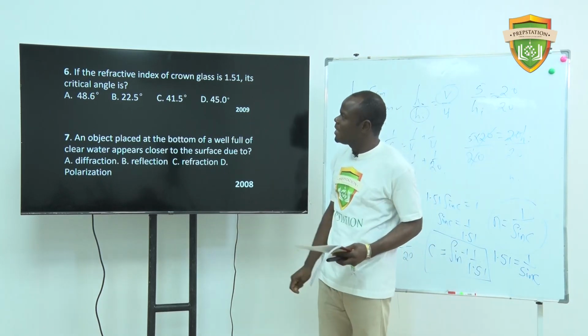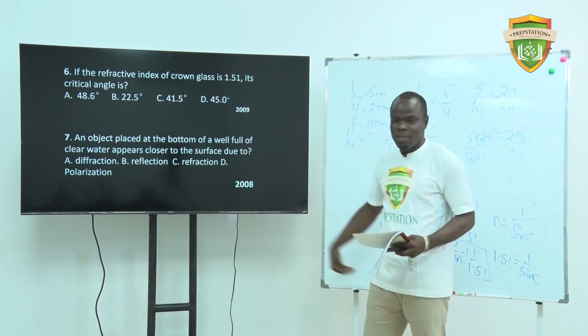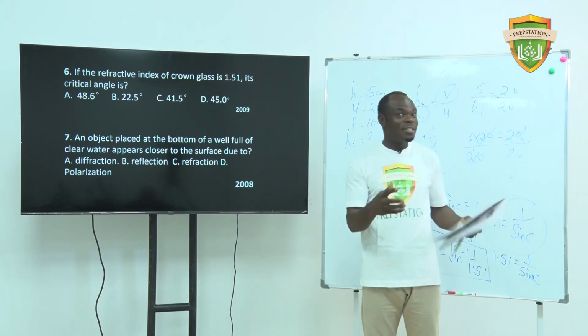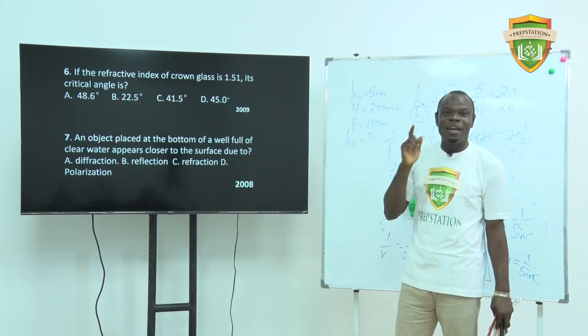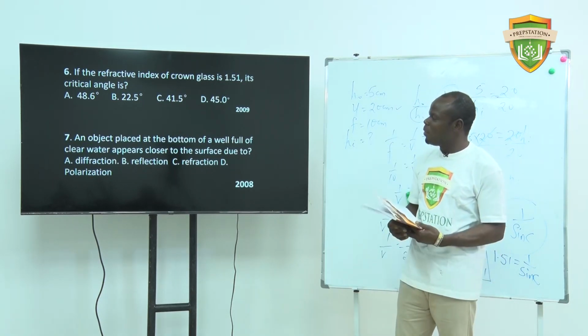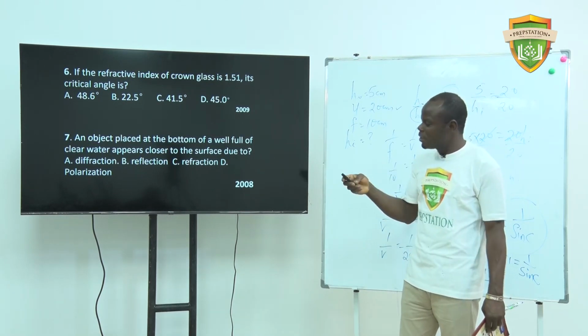41.5. And that's option C. So, very simple. I have to analyze it. But in the case of being in the class, doing the needful, you have to be as fast as possible. So let's move straight away to question 7. And it goes this way.